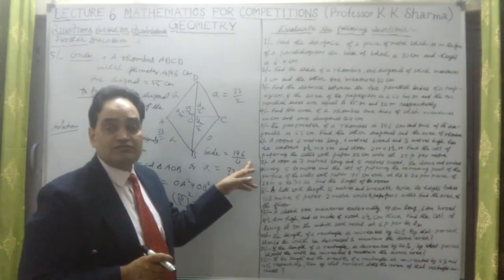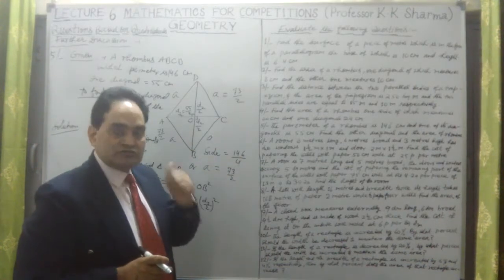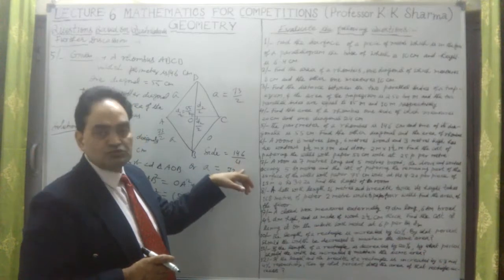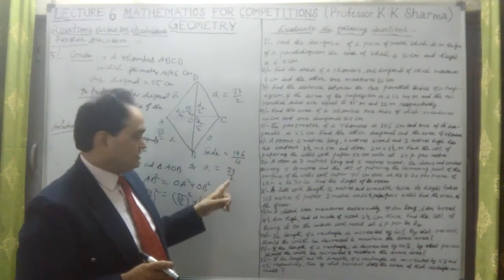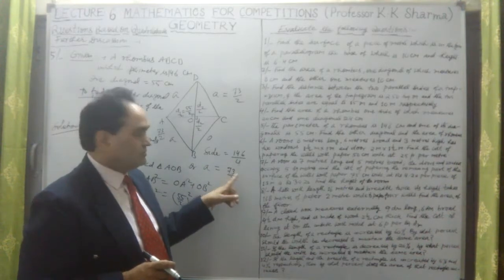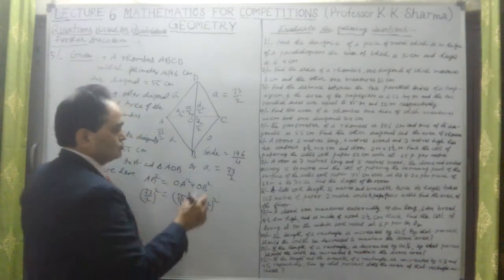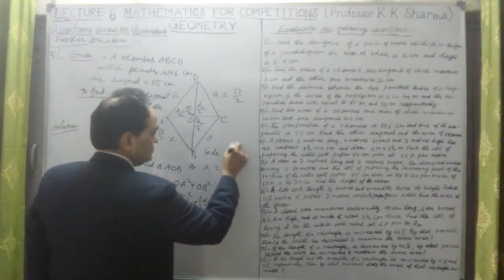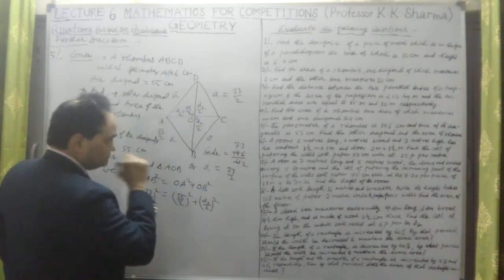If I divide it by 4, because the perimeter of the rhombus is 4 into side, so 4 into side is equal to 146. Therefore side equals 146 upon 4. So I calculated this as a equal to side equal to 73 upon 2. The 2 cancels with the 4, 2 into 7 and 2 into 3. So each side is 73 by 2.